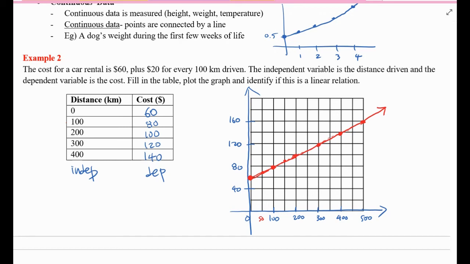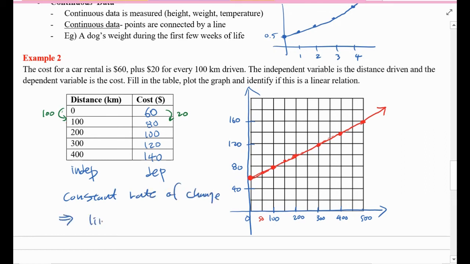And everyone, since it has a constant rate of change, every time the distance increased by 100, the cost increased by 20, and the graph is a straight line, it's a linear relation. So yes, we filled in the table, plotted the graph, and identified that it is a linear relation because it has a constant rate of change. So therefore, it is a linear relation.